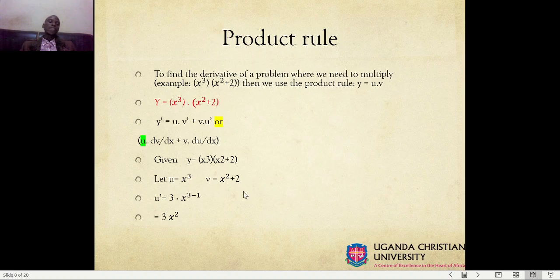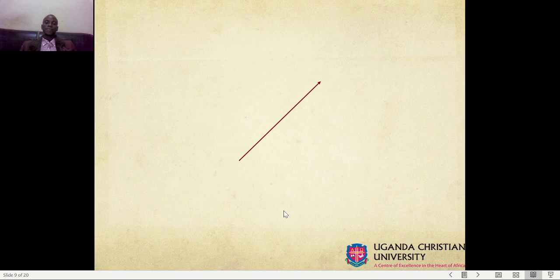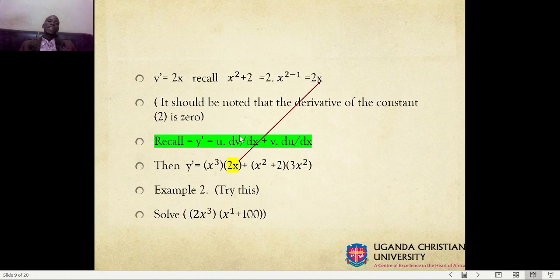And then we also need to get the derivative of v. The derivative of v, where v is x squared plus 2: this 2 is a constant, meaning its derivative is already 0. Whenever you see a constant, be it a million or anything, in your mind, just know that's a 0. Then I have x squared, which gives 2 times x to the power 2 minus 1, which is 2x. You should know that the derivative of a constant is 0.